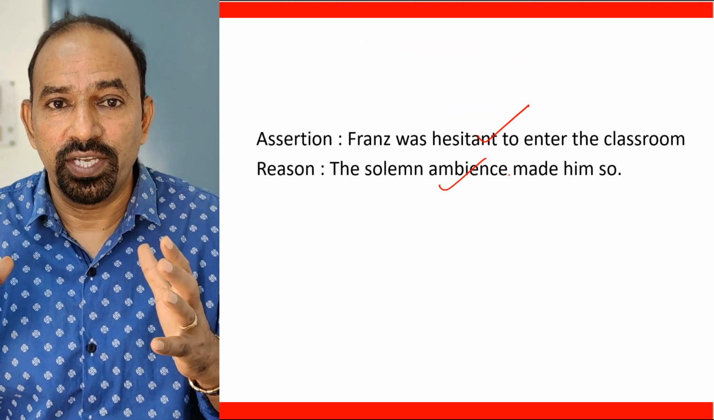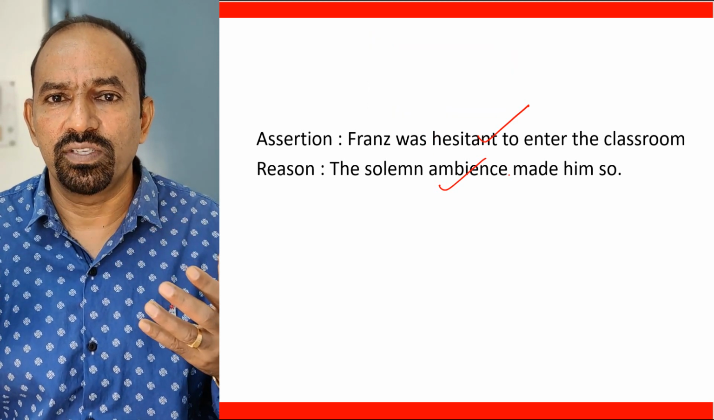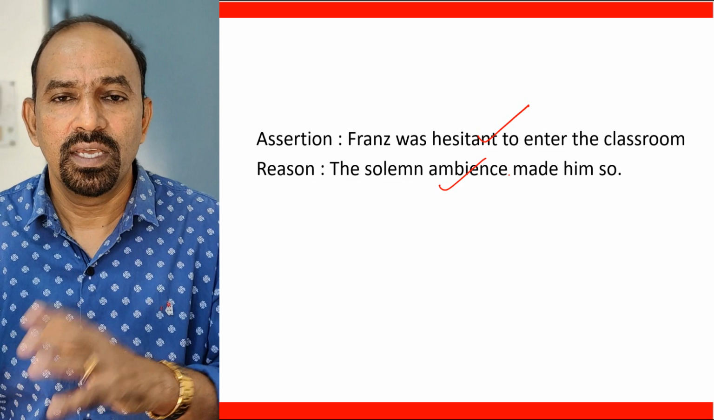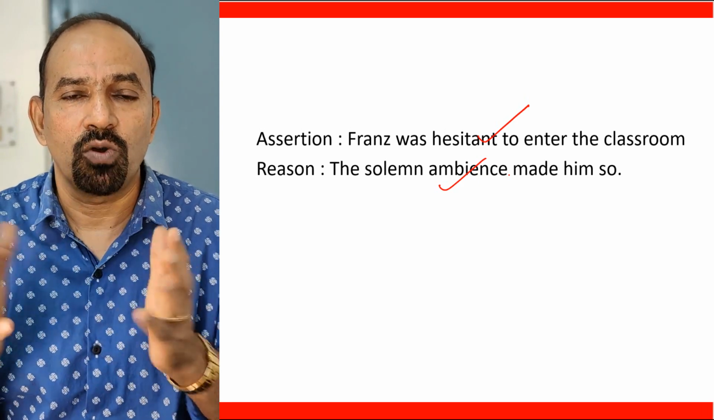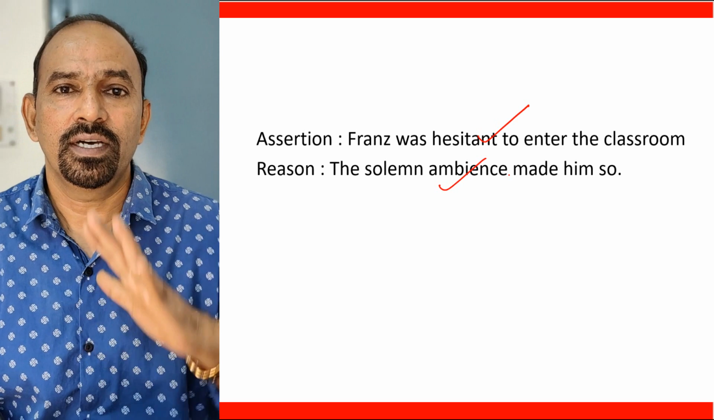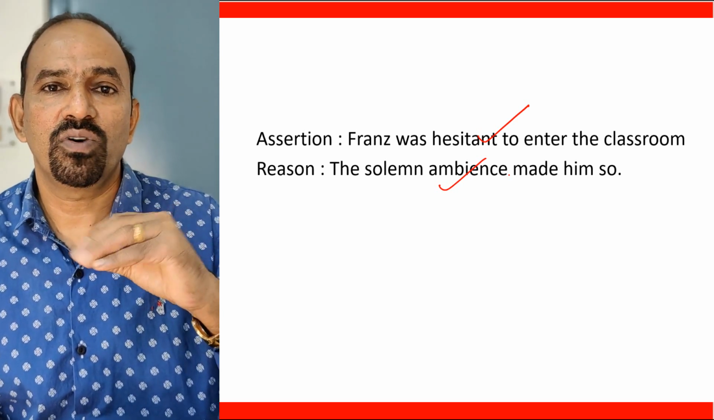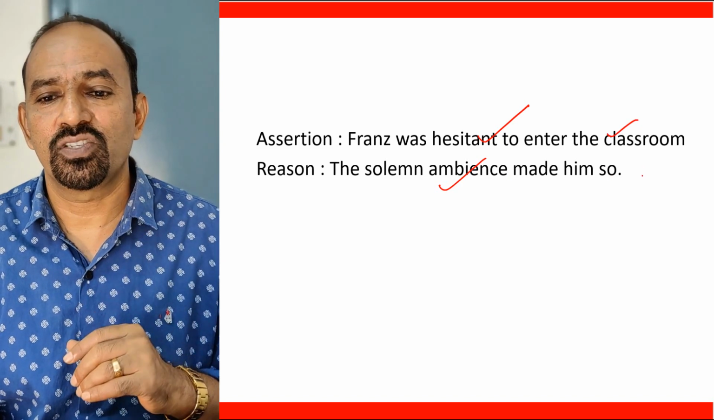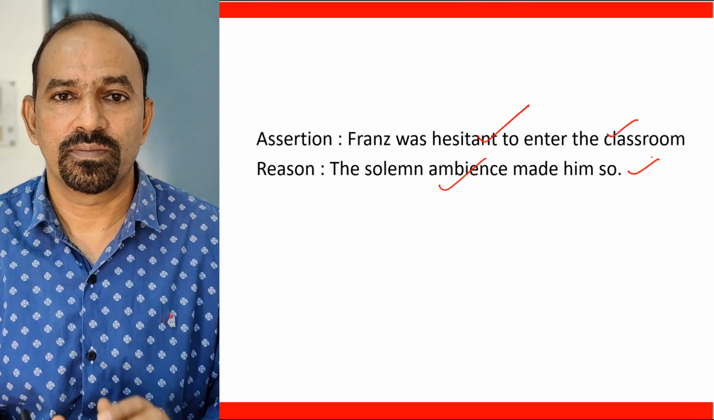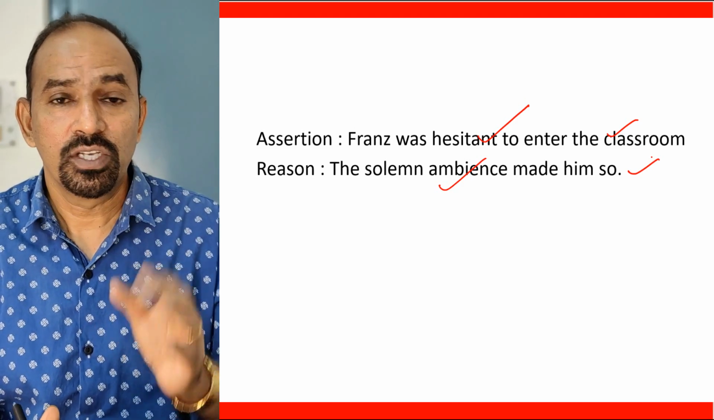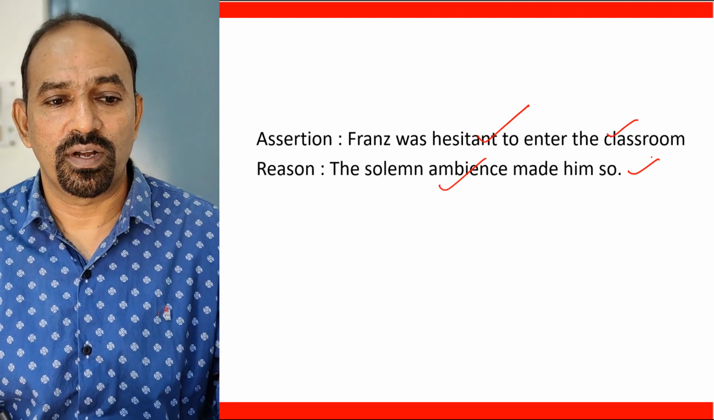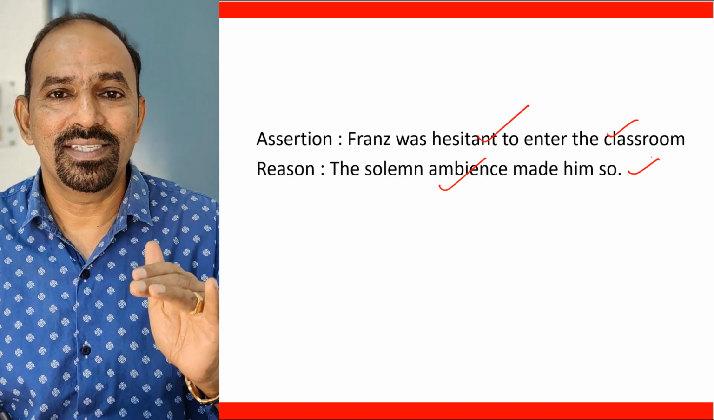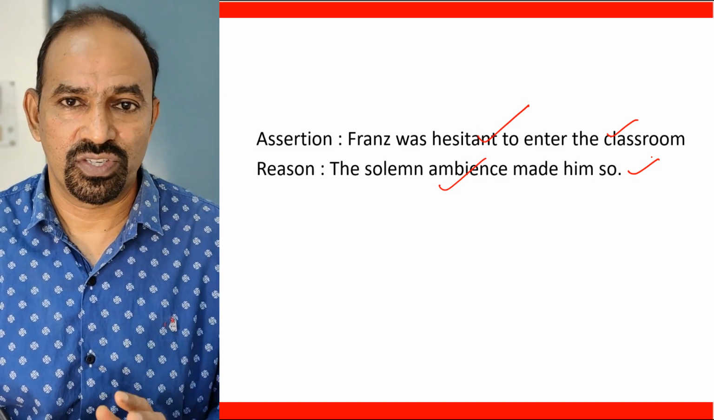When he comes there daily, he sees a lot of noise and commotion, and he doesn't feel any difficulty to enter the class. He will not be noticed by his master or other children. But on that day, the ambience of the classroom was solemn, very serious. So assertion and reason are true. So the scenario we can choose is the first one. Assertion and reason are true, and reason is the correct explanation of assertion. Got it?